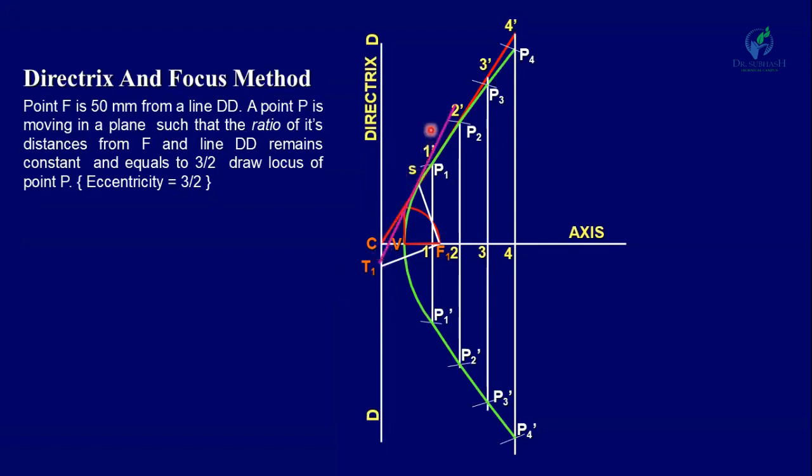So this line is our tangent, and draw a line which is perpendicular to this tangent from point S. It will be our normal. So T1 T2 is the tangent and this N1 N2 is the normal. I hope you can understand all the different methods to draw the parabola and hyperbola.